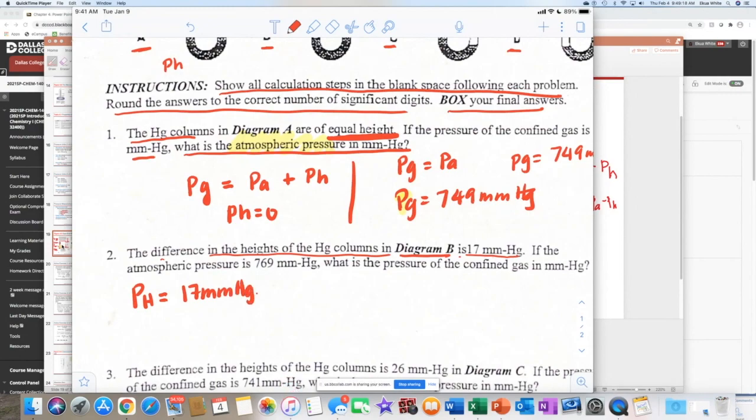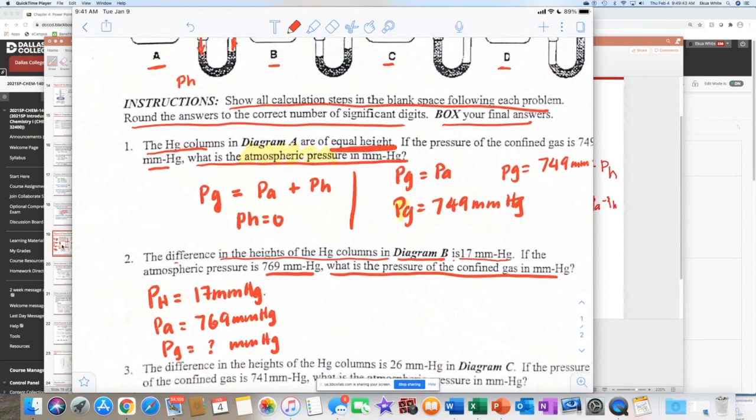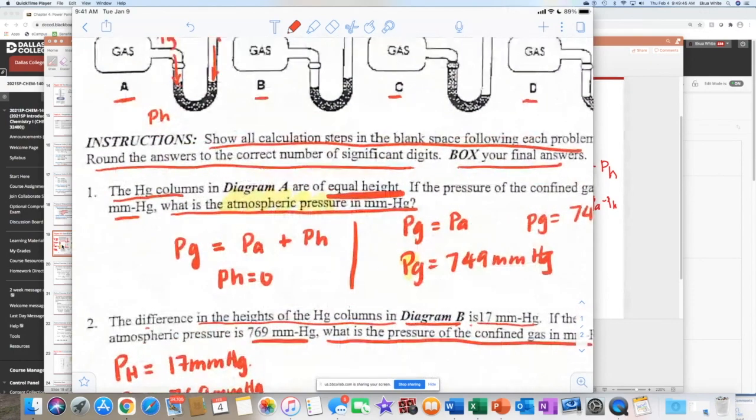If the atmospheric pressure, so we're told Pa is 769 millimeters of mercury, I'm right here. What is the pressure of the confined gas in mercury? What is Pg in millimeters of mercury? Okay, once again, the height relates to the pressure. So now I have to find out, I don't know my equation. The equation is based on the picture.